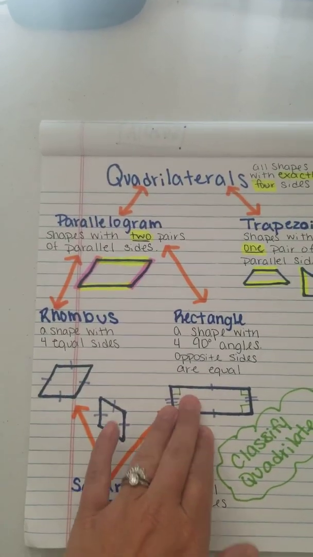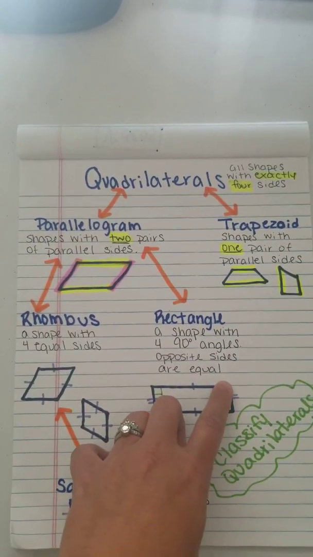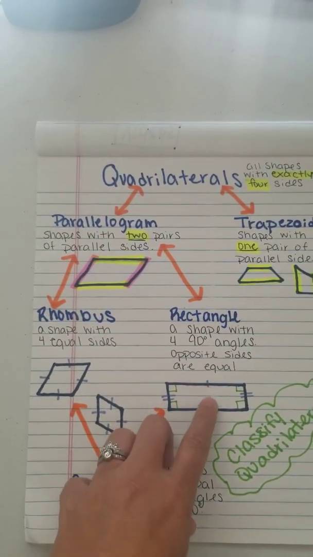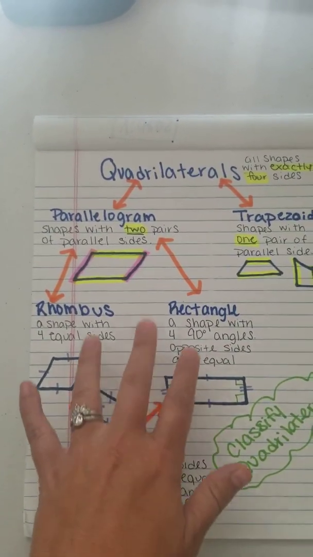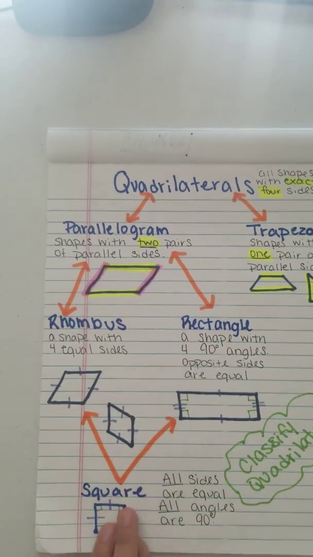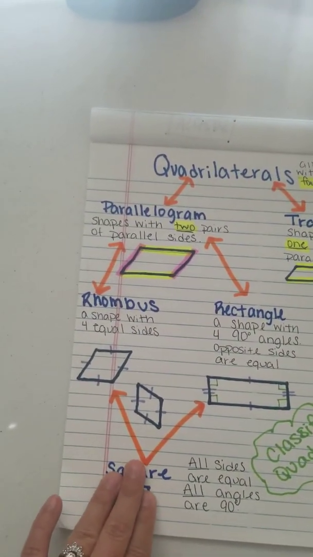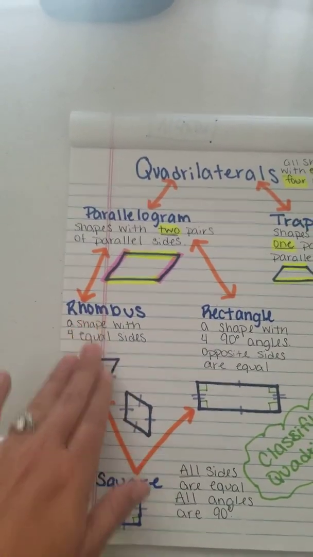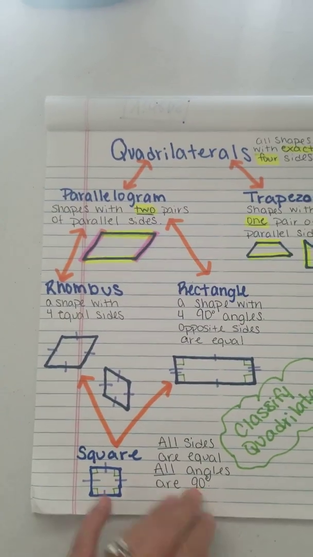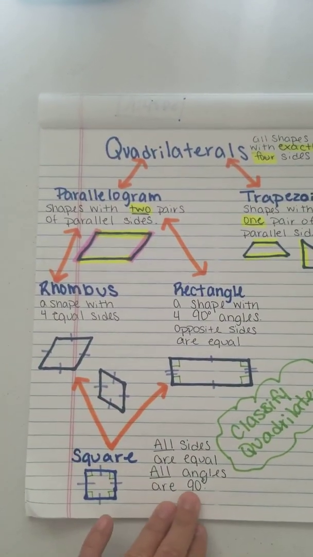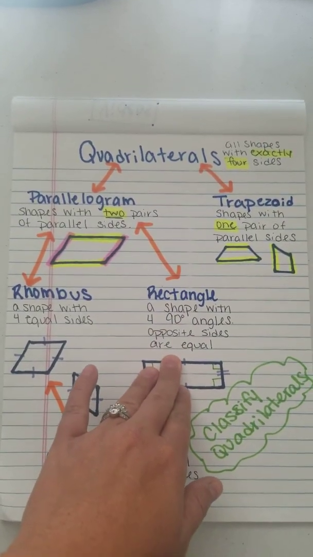Then you have a rectangle. A rectangle is a shape that has 4 90-degree angles, 4 right angles, and opposite sides are equal, okay? So that's your rectangle. Then there's this special shape that is all the way down here, and it's a square. A square is both a rhombus and a rectangle because in a square, all sides are equal, like our rhombus. All angles are 90 degrees, like our rectangle, okay?